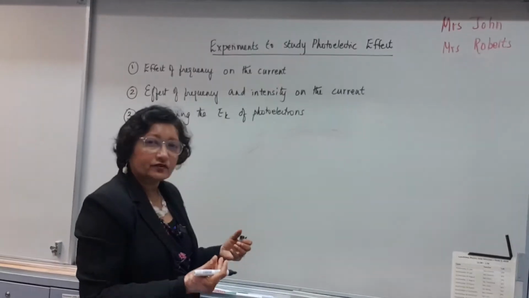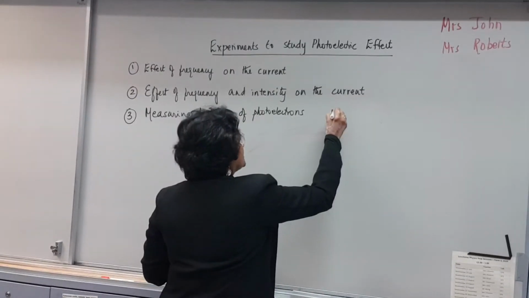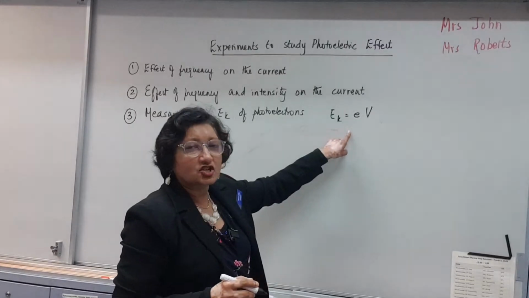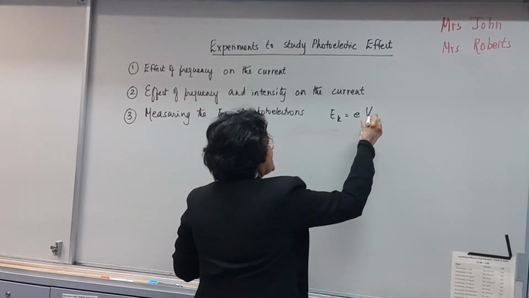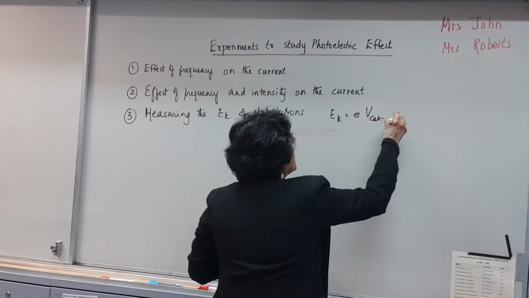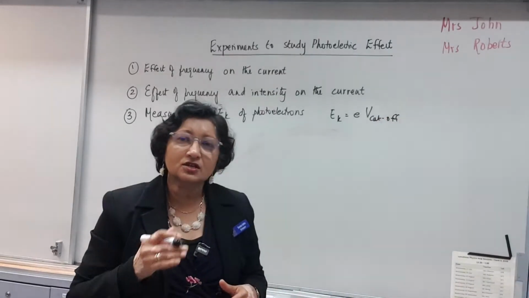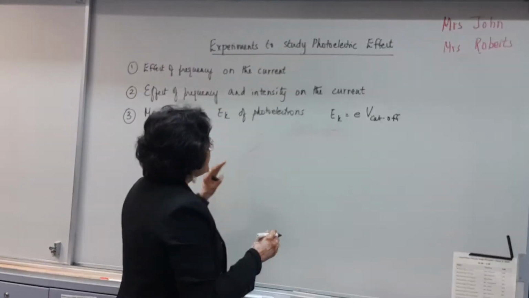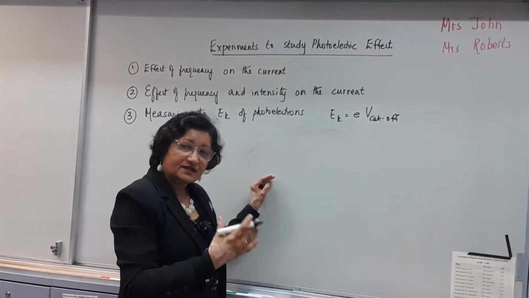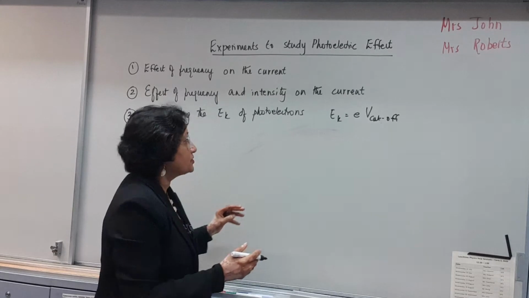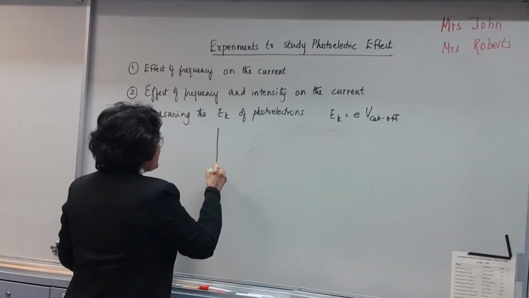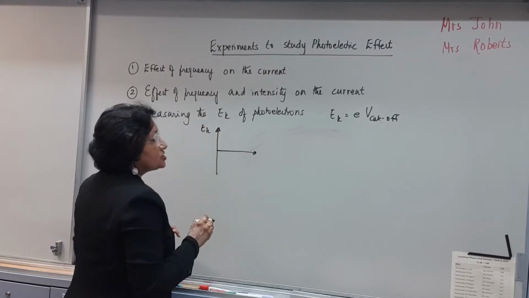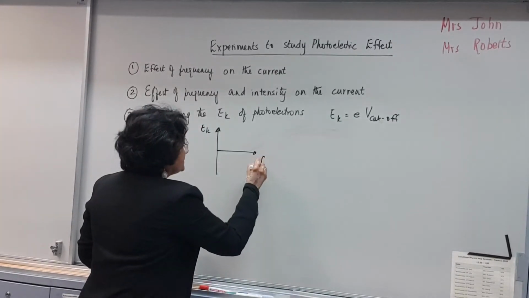And the energy of the photoelectrons can be calculated by Ek equals eV, where e is the charge on the electron and V is the cutoff voltage. Now the cutoff voltage is the voltage at which the current becomes zero. Now just going on from this experiment, and which wasn't there in my earlier video, is if you draw a graph of the kinetic energy of the electrons against frequency.